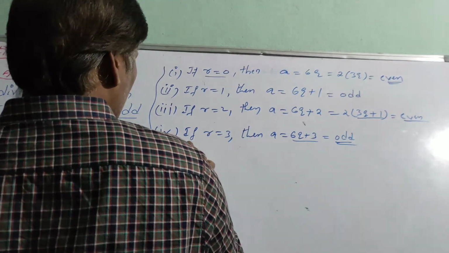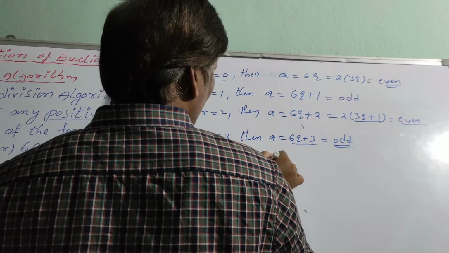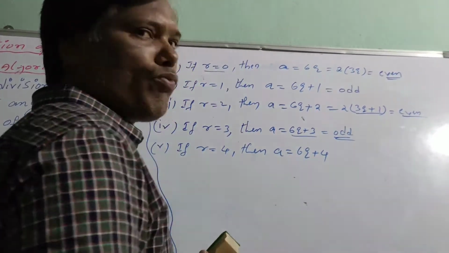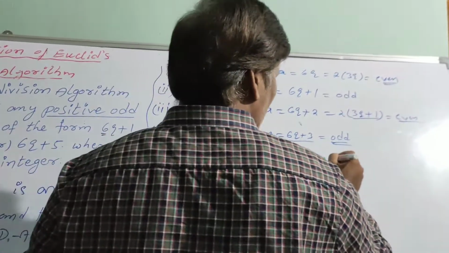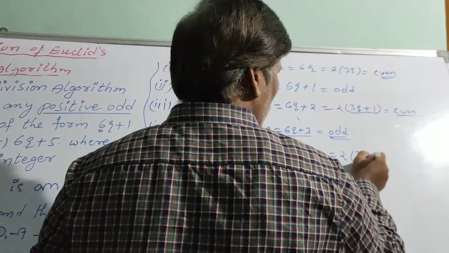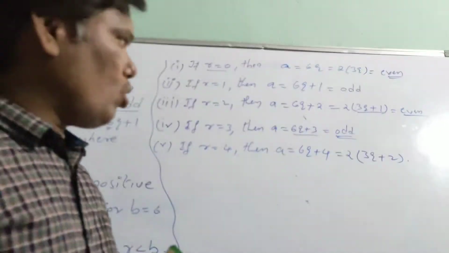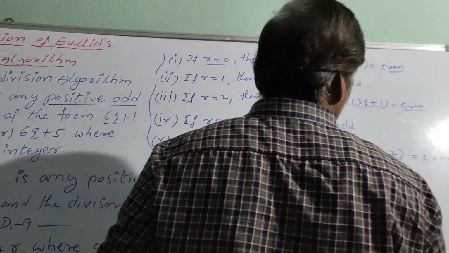Okay. Let us take the remainder 4. If r is equal to 4, then what will we get? a is equal to 6q plus 4. So clearly in these two terms we can take 2 common. So 2 can be taken common here. 2 into, 2 3s are 6, 3q plus, 2 2s are 4, 2 into 3q plus 2. Okay, 2 into something, so it is an even number.